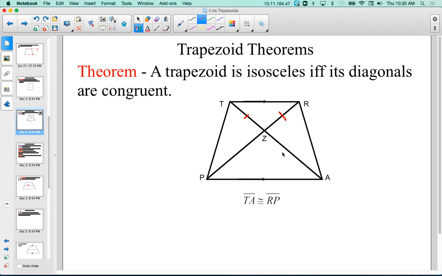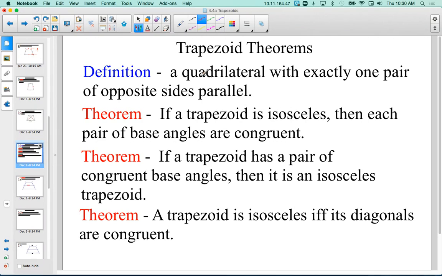So these small pairs are going to be congruent, and these bigger segments are going to pair up and be congruent. Okay? Together you have a single and a double hash, a single and a double hash, so the diagonals are congruent fully, from TA and RP. Okay, this covers all of our definitions and theorems we'll be using with trapezoids. If you need to, pause the screen right here and write these down. Hopefully you got them all along the way though.